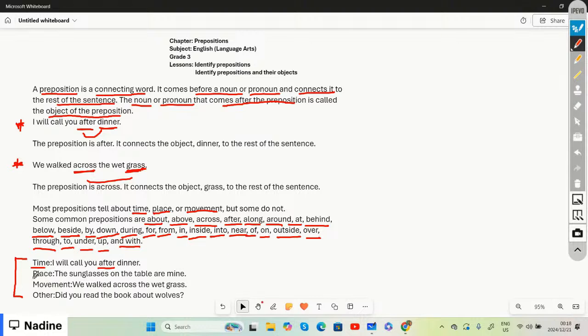We also have the preposition of place. It tells us where. Remember, a place, it will tell us where. And it says, the sunglasses on the table are mine. So the sunglasses on the table are mine.